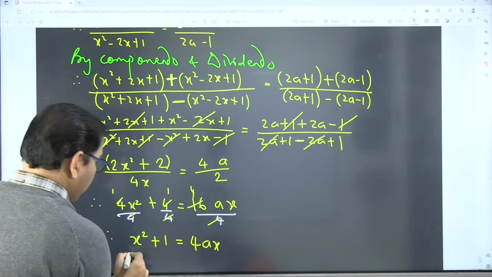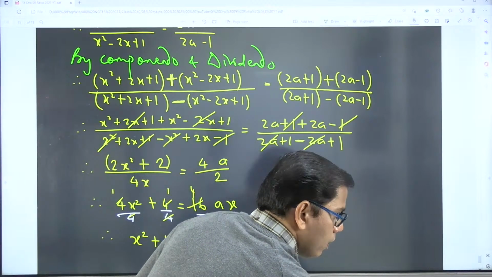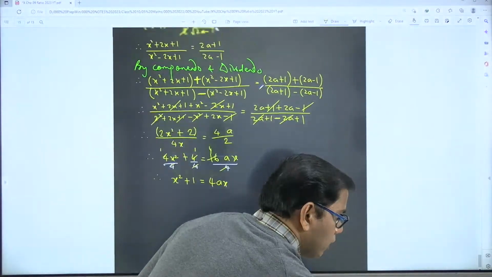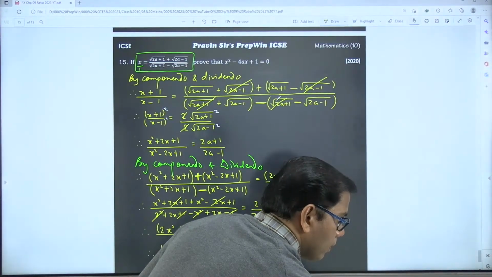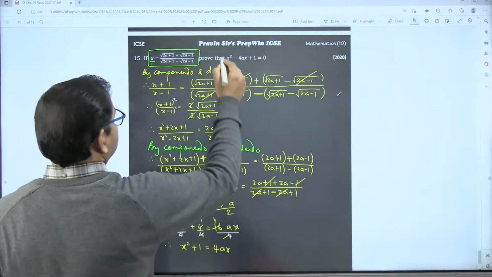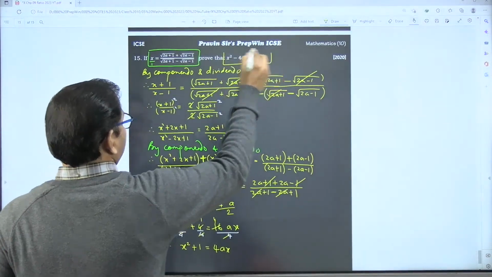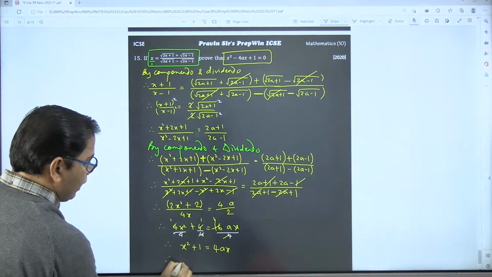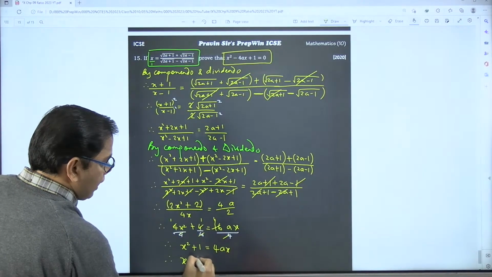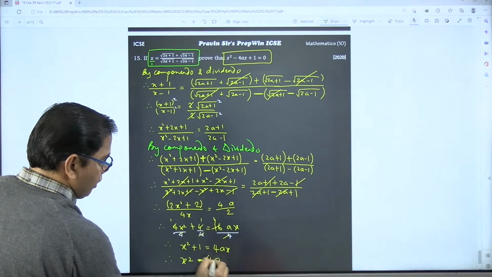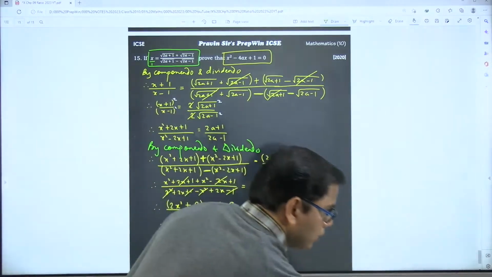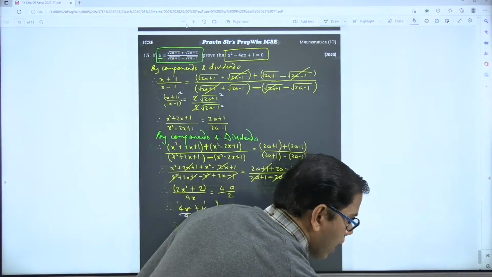Okay, no. Therefore, where is the question? Yes, see what I have to prove. This. So I have x square, yes, plus 1. The 4ax is on the right hand side, it will go to the left hand side and become minus 4ax, plus 1 is equal to 0. This is exactly what I want.